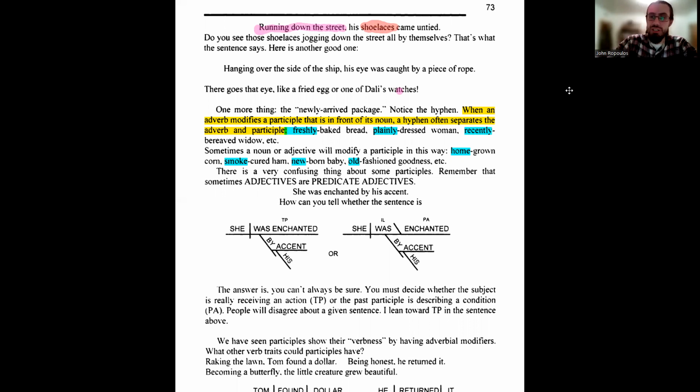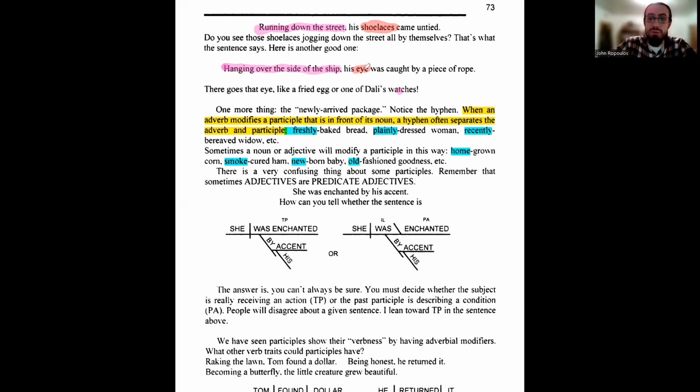Hanging over the side of the ship. So we have the participial phrase. Hanging is the participle. Over the side of the ship, prepositional phrase answering where. Right? It's an adverb. What's it modifying? You may think it's modifying his, but it can't modify a pronoun. It must modify the noun, the next noun, which is eye. And so what's hanging over the side of the ship? His eye. There goes that eye, like a fried egg or one of Dolly's watches, right?